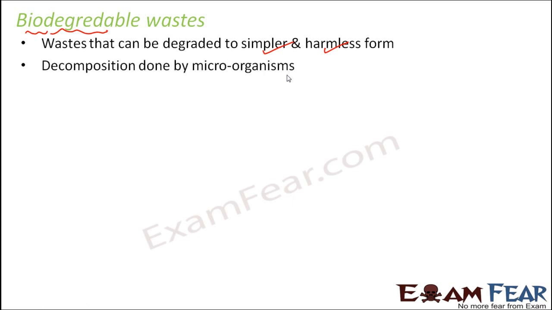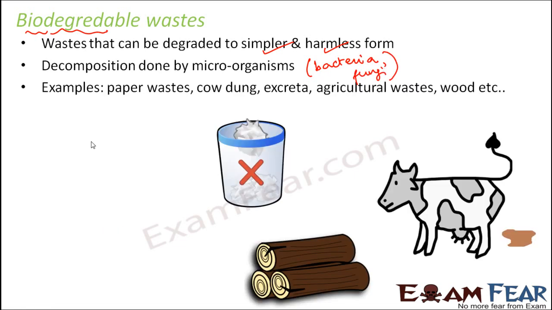So examples of such wastes which are decomposed by microorganisms like bacteria and fungi. So which organisms help in decomposition? They are bacteria and fungi, and that is why they are often called decomposers. So examples of such wastes are paper waste, cow dung, excreta, agricultural wastes, that would include all your vegetable waste, wood, etc. So all these are biodegradable waste. So even if we are using all of these and we are throwing them a lot often, that also is not a problem because it is not causing any harm to our environment.